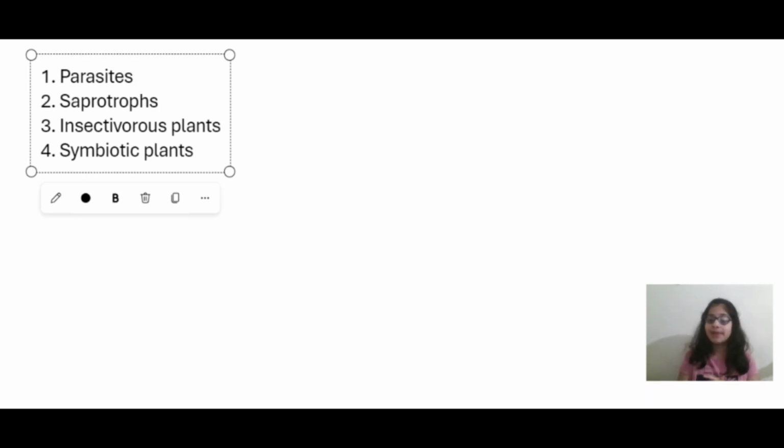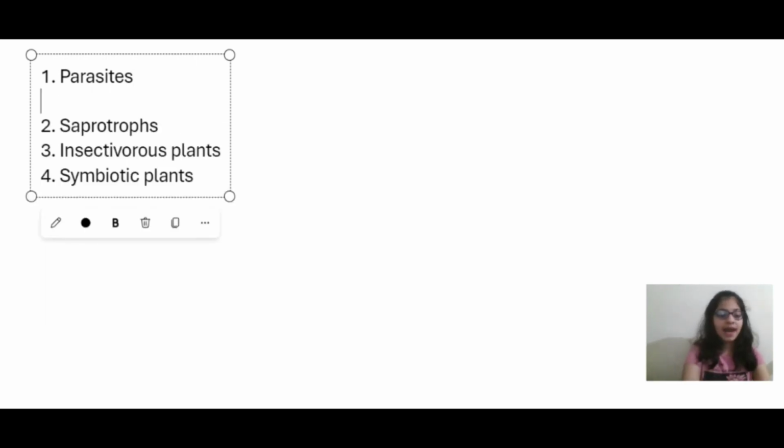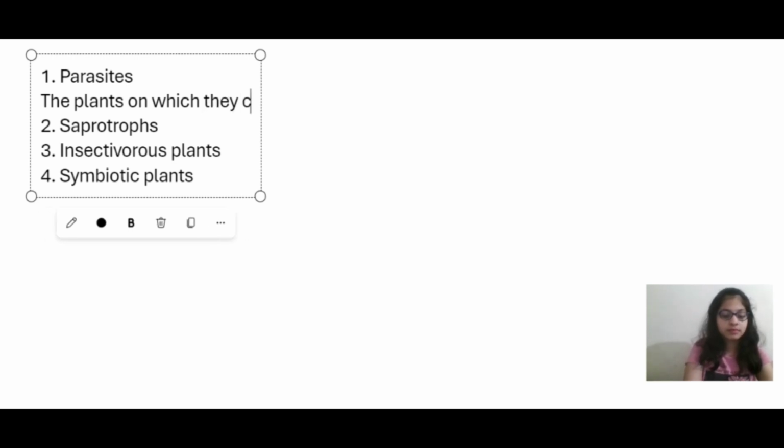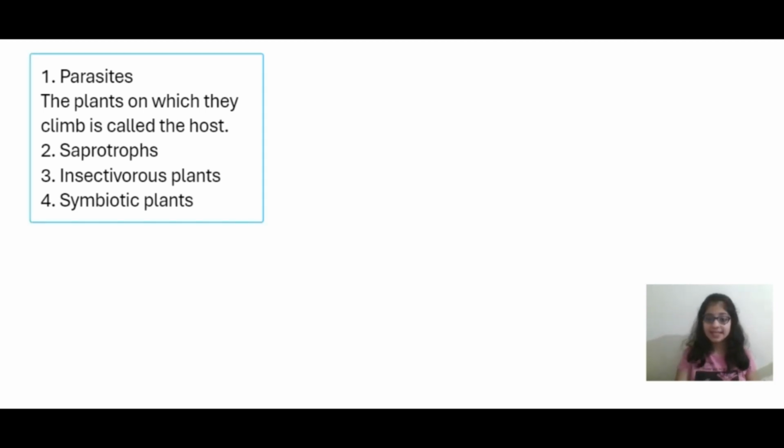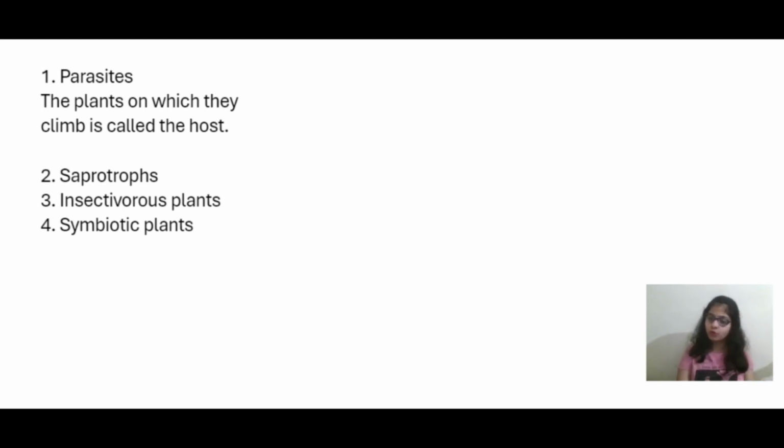So basically the plants on which they climb are called the host. So what we have understood about parasites is that they climb on other organisms to take the nutrients. They can't make their own food, they can't take water by themselves, so they climb on other plants to take the required nutrients, food and water.